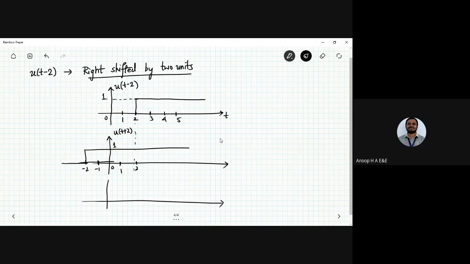Next, this one here, which is minus 2 times u of t. Minus 2 times u of t. If you observe, this is minus 2. This is minus 2, and you are going to observe the same for the other values also. Yes, so now it is quite clear.